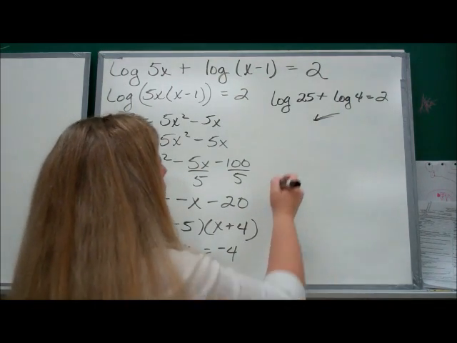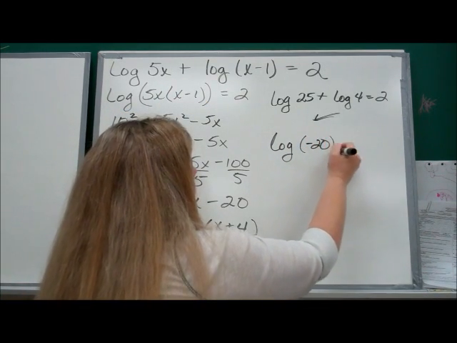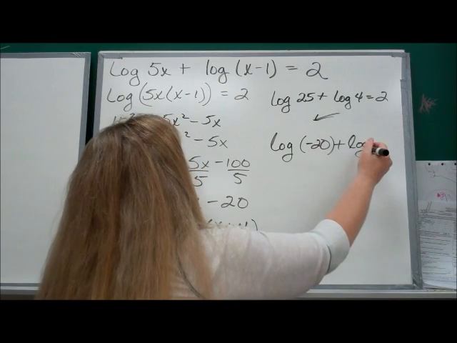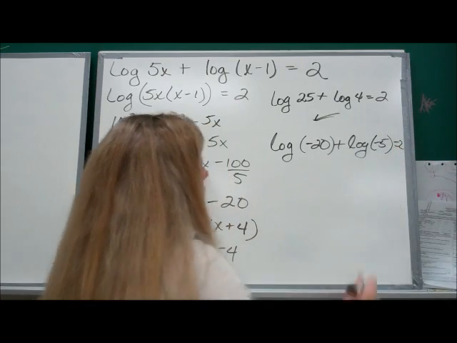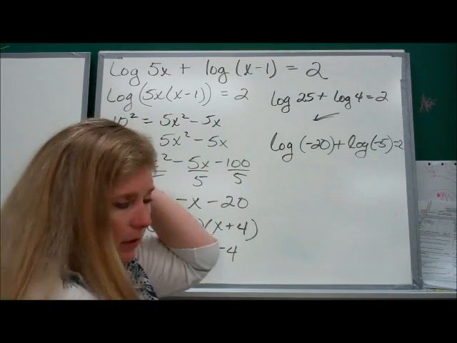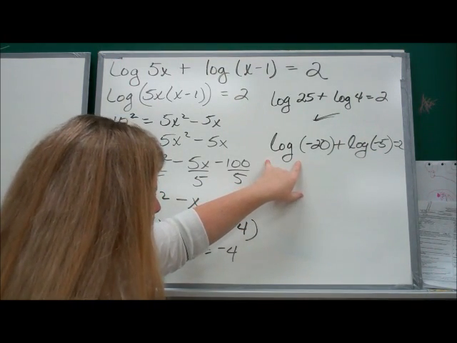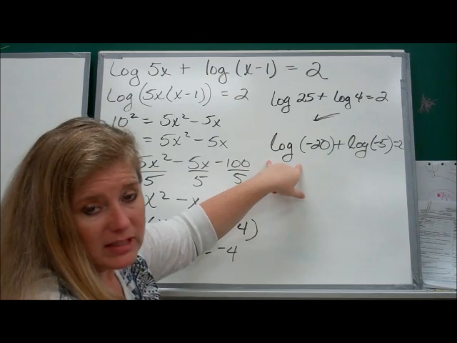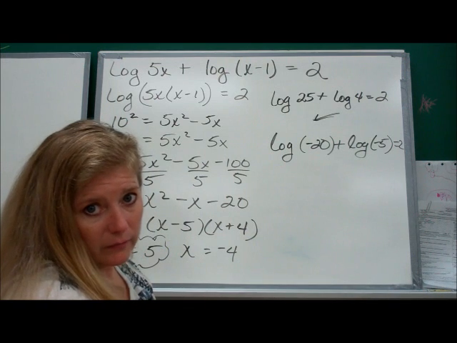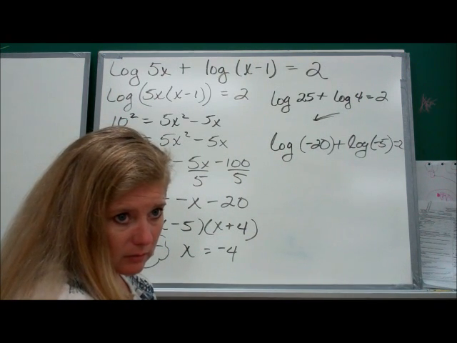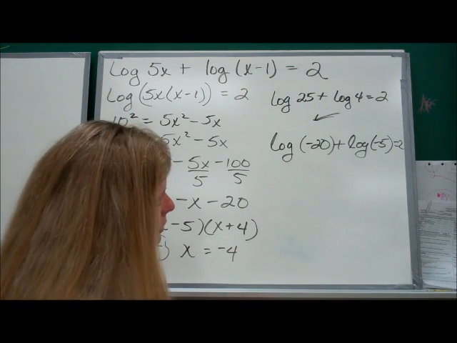Now let's see if negative 4 works. Negative 4 times 5 is negative 20, plus the log of negative 4 minus 1, which is negative 5. Does that equal 2? Well, think about it. If I'm taking the log of something, it's got to give me an exponent. Is there a power of 10 that'll give me a negative answer? Can I take 10 to any power and get a negative answer?